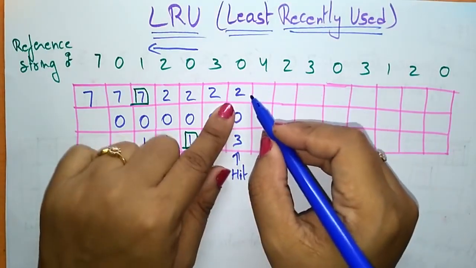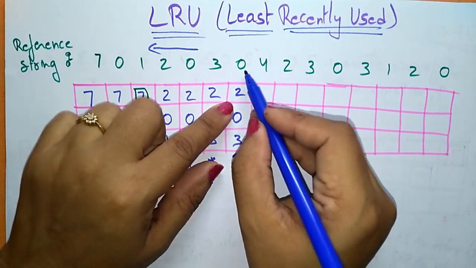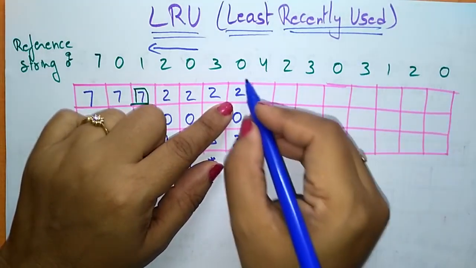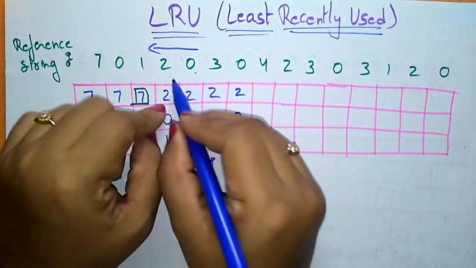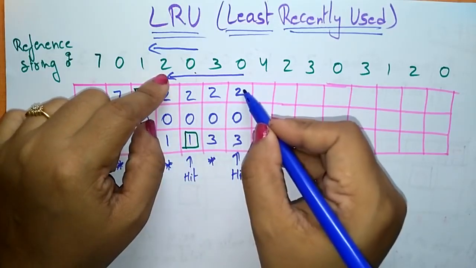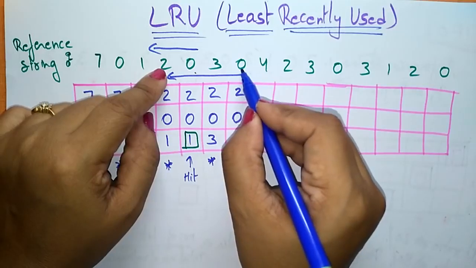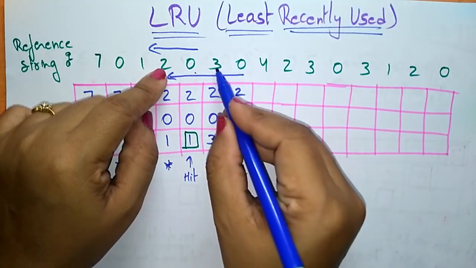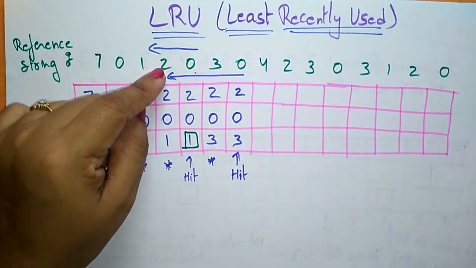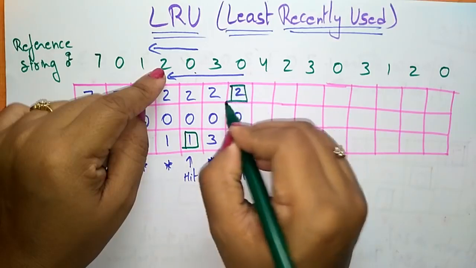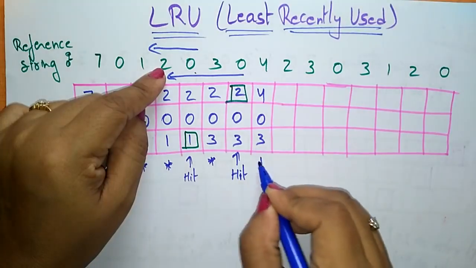So where do I have to place it? Which page has to be replaced? Check the least recently used. From this, check the least recently used: 0, 3, 0, 2. So 0 is the most recently used, next 3 is most recently used, next 2 is least recently used. So just replace 2. In place of 2, I'm writing 4, 0, 3. So this is a page fault.